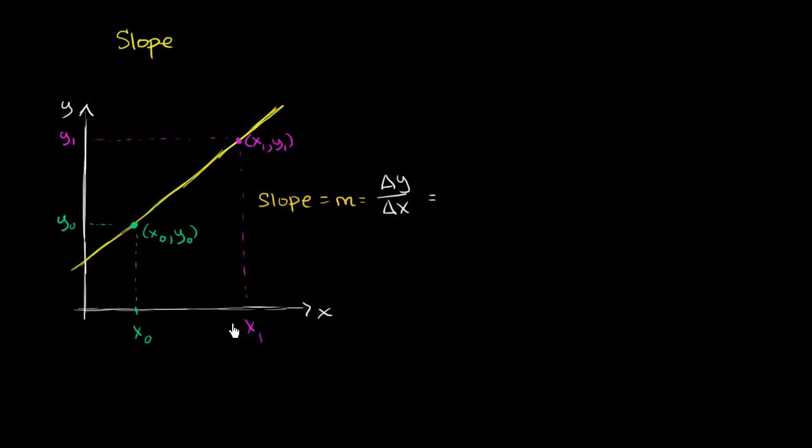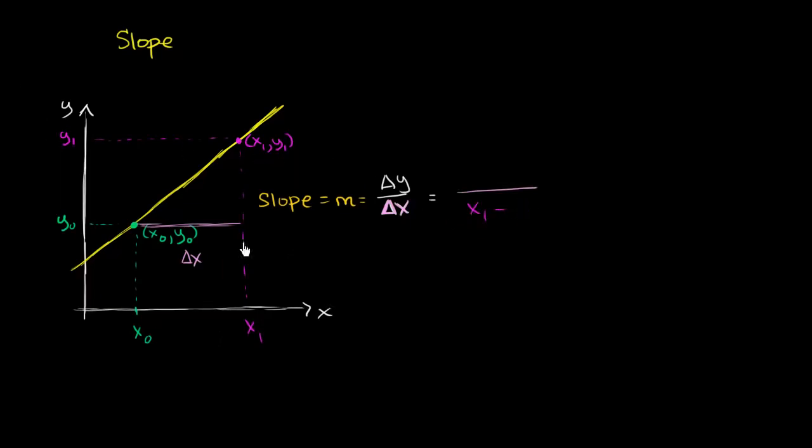Well, let's think about change in x first. So we are moving from x naught to x1. So this is our change in x right over here. We're starting at x naught and going to x1. That is our change in x. I'll put that in that pink color. And what is it equal to? Well, if we're ending here and we started here, let's just do ending point minus starting point. So it is x1 minus x naught.